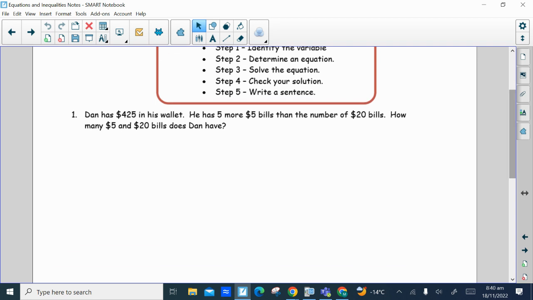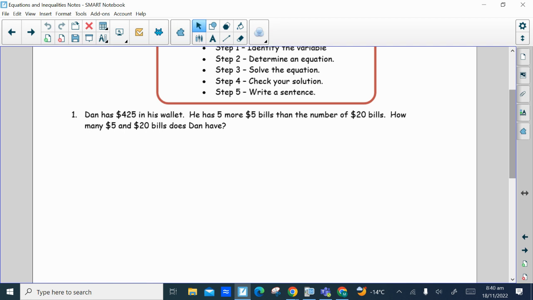Looking at problem one, it says that Dan is loaded. He's got $425 in his wallet. He has 5 more $5 bills than the number of $20 bills. How many $5 bills and $20 bills does Dan have? I'm sure this is something that you've always wanted to know. So we're going to find out.